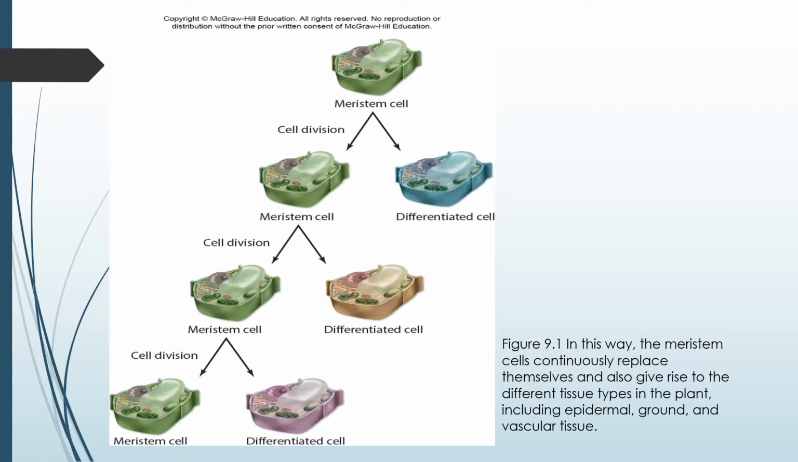So, this figure actually shows you the way where the meristem cells continuously replace themselves and also give rise to the different tissue types in the plant, including epidermal, ground, and vascular tissues. So again, sa kanila, meristematic cells, yung parang mga tinatawag natin na mga germ cells. Okay? So kung sa animal, germ cells, sa kanila, meristematic cells. So they can also give rise to different types which are found in the plants, which are the epidermal tissues.